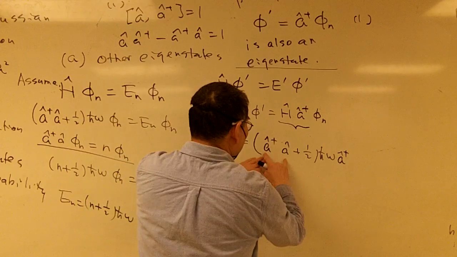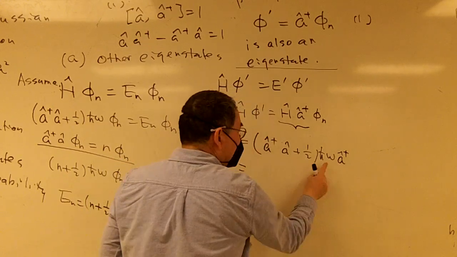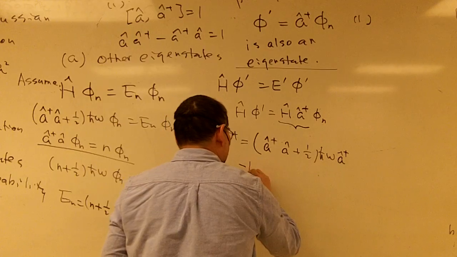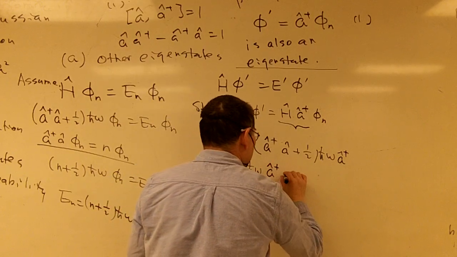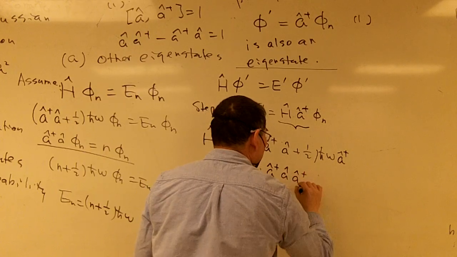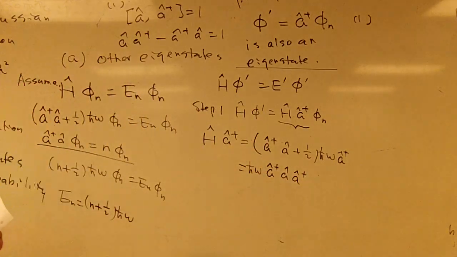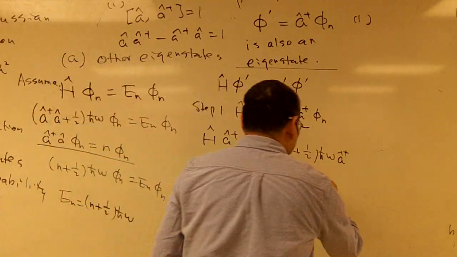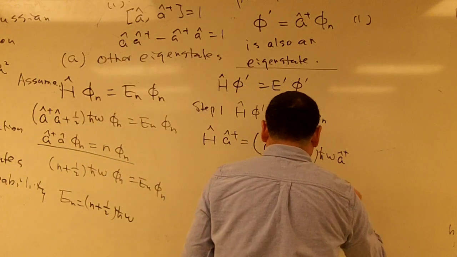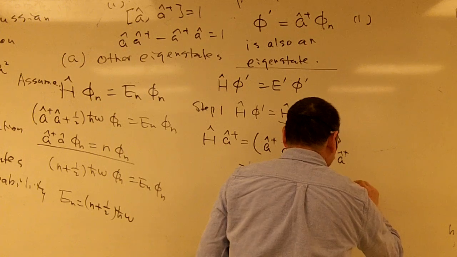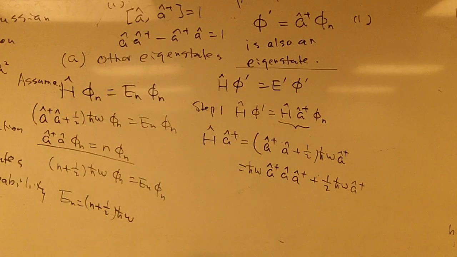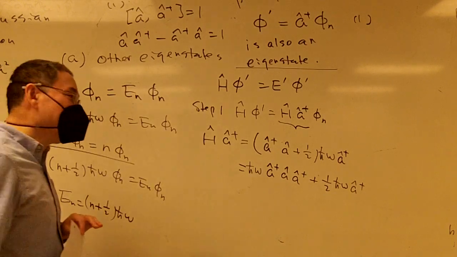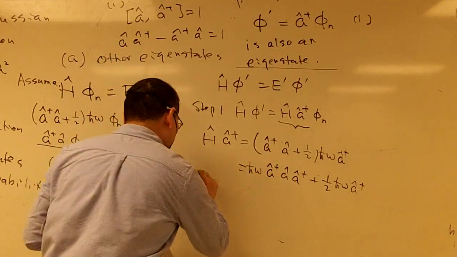My first term will be this part times that. I'm going to move h bar omega to the front to make things a little easier, because these are just classical numbers. I can swap them, exchange them without any difficulties. So this is my first term. The second term is 1/2 h bar omega a dagger. So I have this particular part.